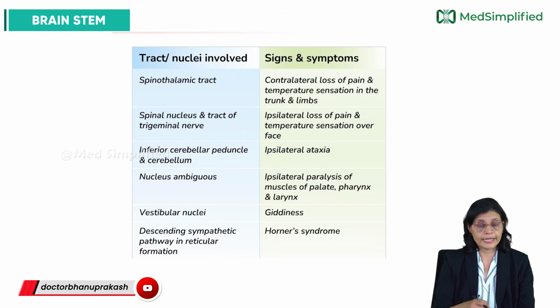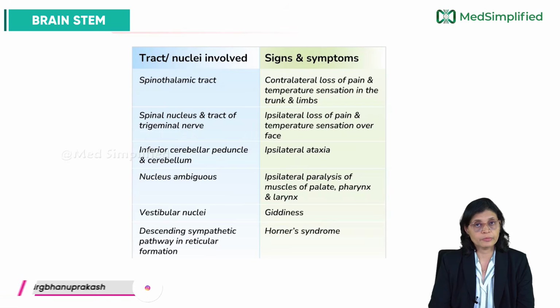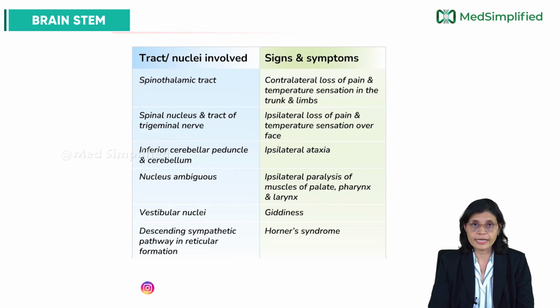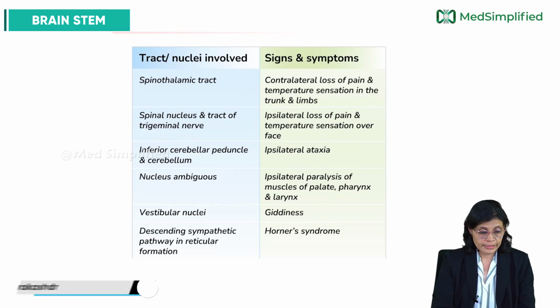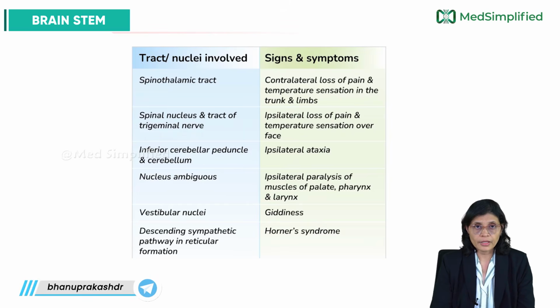So the area supplied by the posterior inferior cerebellar artery as well as the vertebral arteries and its branches. Whichever artery is occluded, or ischemia, thrombosis of these vessels can lead to lesions. It results in two things: one is the lateral medullary syndrome and the other is the medial medullary syndrome.